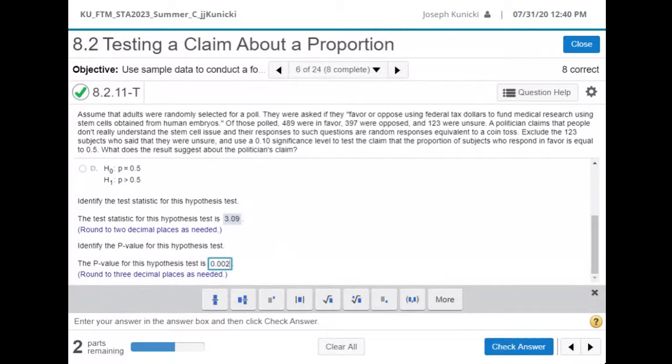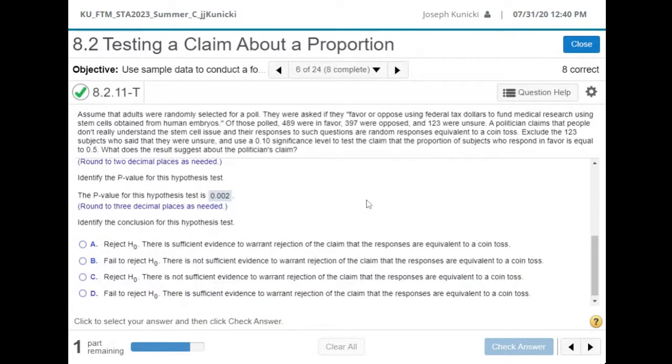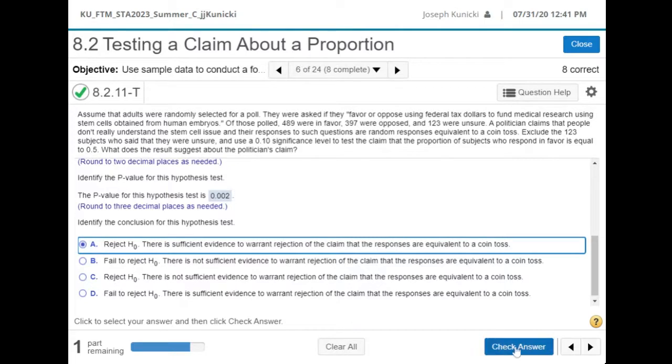So if you think about it, if you take 0.002, the fraction is 1 over 500. That's 2 over 1,000. So there's one chance in 500 of getting this result. The significance level was set at 1 in 10. We're way below 1 in 10 because we're at 1 in 500. That's why we're going to reject the null. So it's either A or C. So there is sufficient evidence to reject the claim. So it's number A.